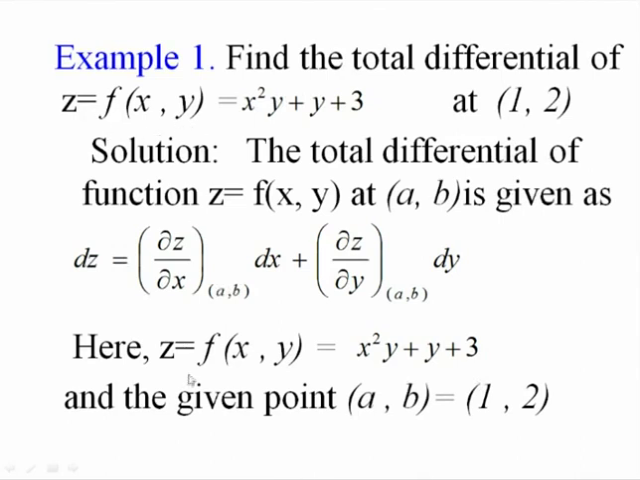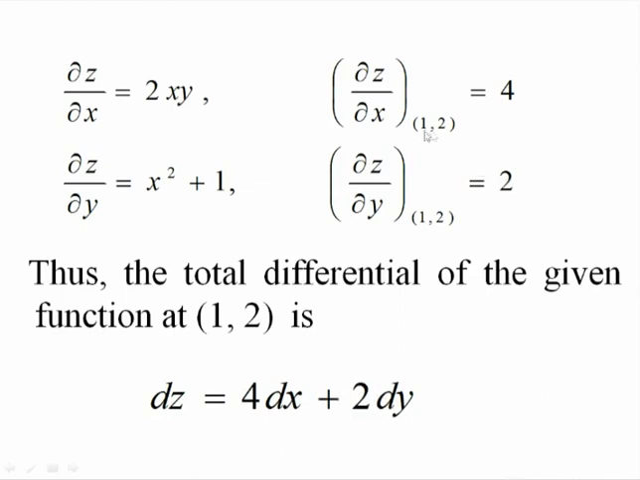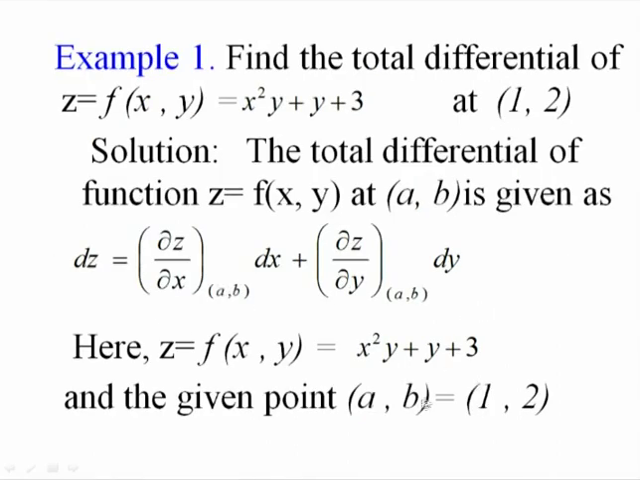Here we have the function z is equal to x square y plus 3, and the given point a, b is 1, 2. Now we have to find del z by del x and del z by del y for this function at the point 1, 2. So let us find del z by del x. The derivative of z function with respect to x is twice x, y is constant, so twice xy. If we put x is equal to 1 and y is equal to 2, we get 2 times 1 times 2, so del z by del x at the point 1, 2 is 4.